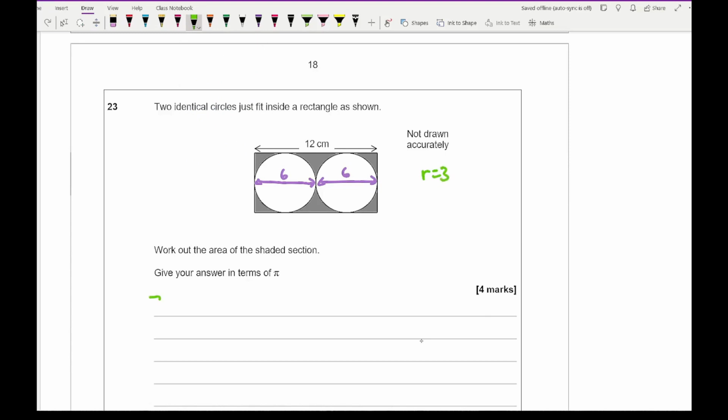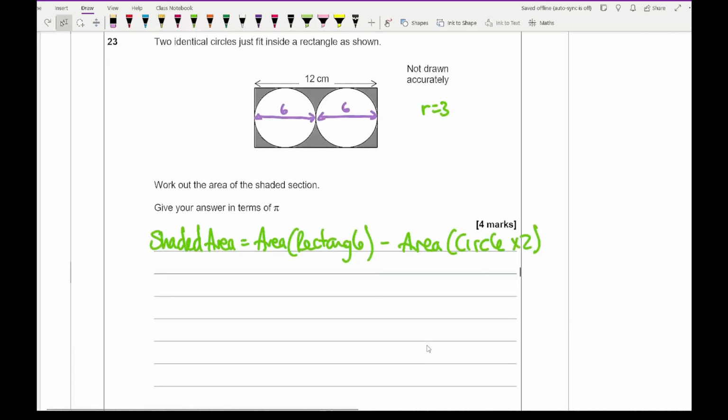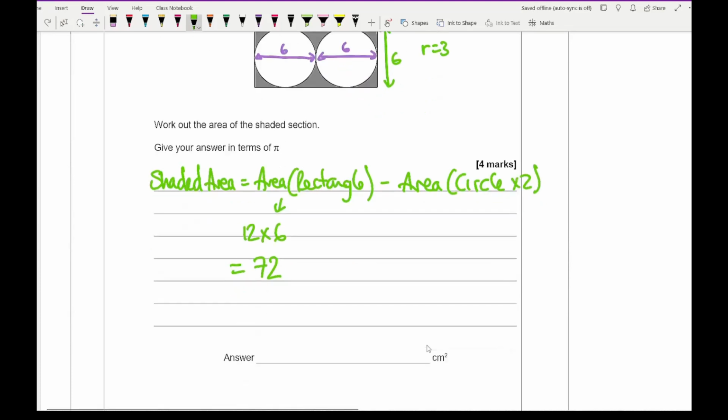Now the shaded area is always the area of the big shape, so let me just get rid of that bracket. So it's the area of the rectangle minus the area of the circle times 2. So the area of the rectangle is going to be, well, this distance here is going to be 6 as well. So that's going to be 12 times 6, which is 72.